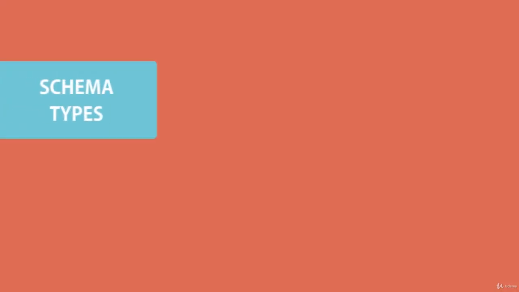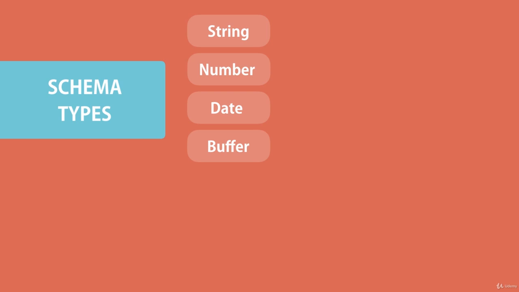So here is the list of types we can use when creating a schema. We have String, Number, Date, Buffer, which we use for storing binary data, Boolean, ObjectID, which is used for assigning unique identifiers, and Array. Next, I'm going to show you how to create and save a document based on the course schema.